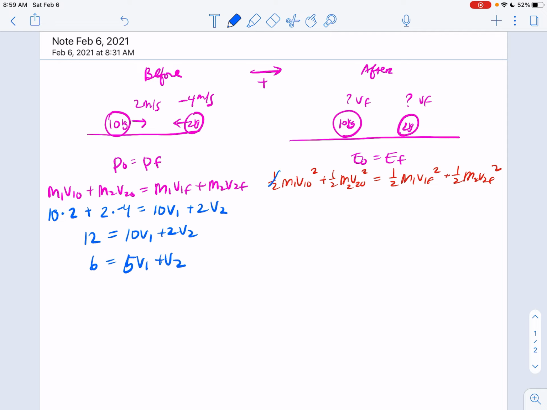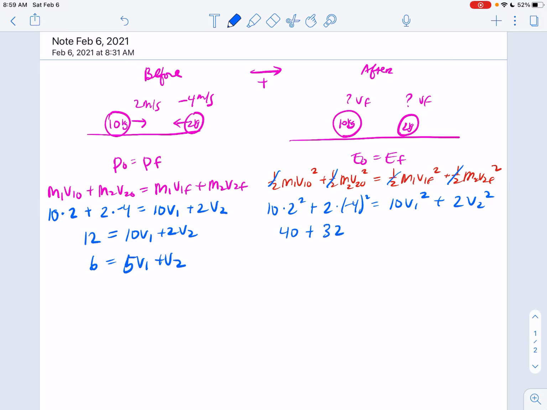Over here, the first clean thing I can do is multiply everything through by 2, or cancel out all these halves, to make it easier. So then I'm going to have 10 times 2 squared plus 2 kilograms times negative 4 squared, equals 10 V1 squared plus 2 V2 squared. That's going to give me 40, right? Plus 16 times 2 is 32.